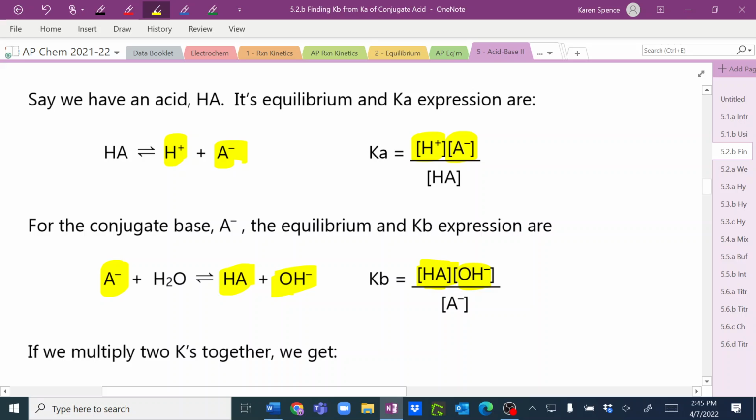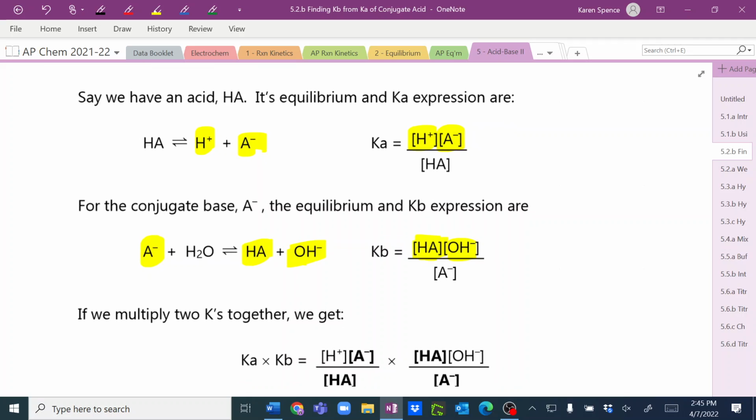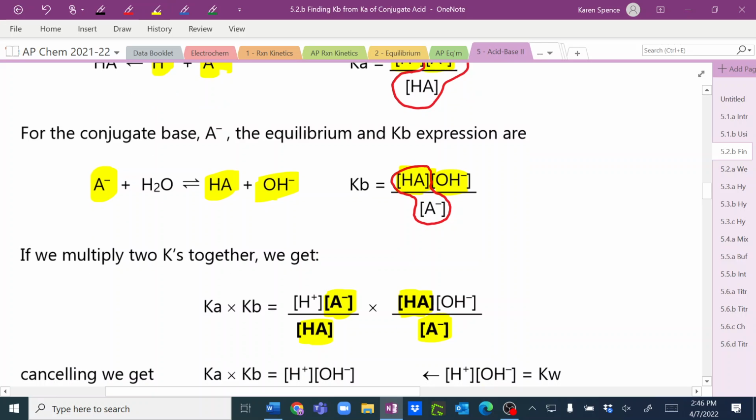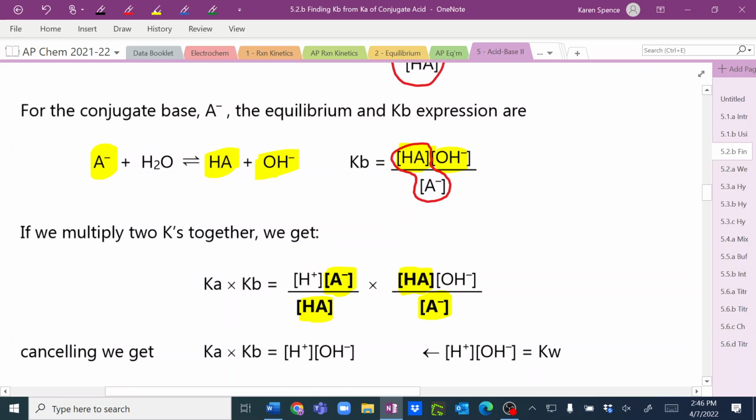Now, if we multiply these two Ks together, we have our Ka, H plus times A minus over HA. So we have A minus over HA, that's right here. And we have HA over A minus in our Kb. And guess what? What do those do? They cancel out.